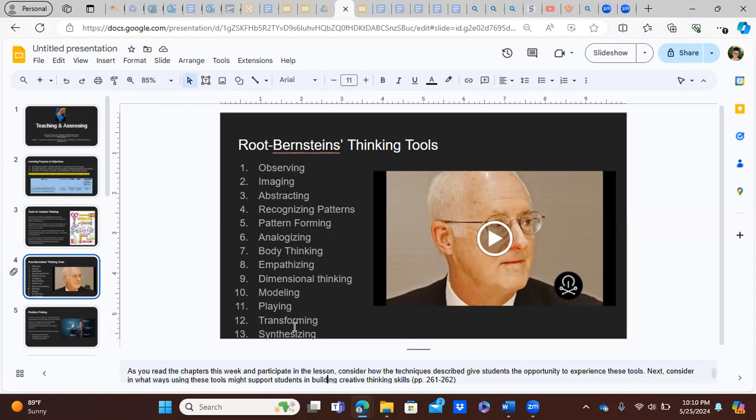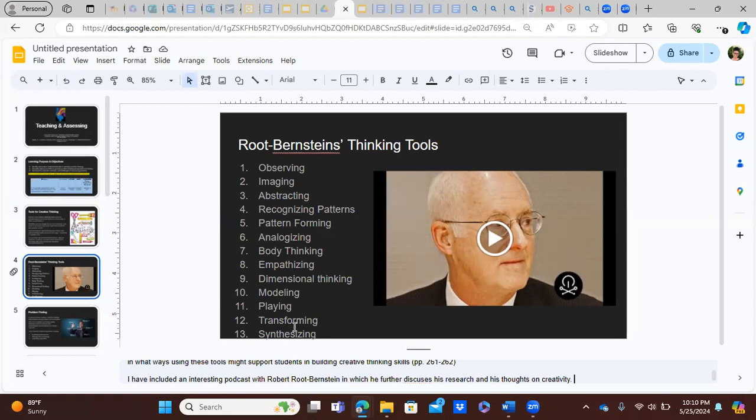As you read the chapters this week and participate in the lesson, consider how the techniques described give students the opportunity to experience these tools. Next, consider in what ways using these tools might support students in building creative thinking skills.